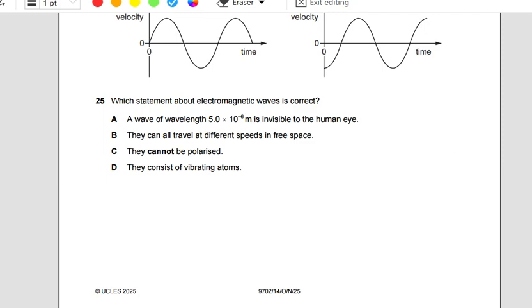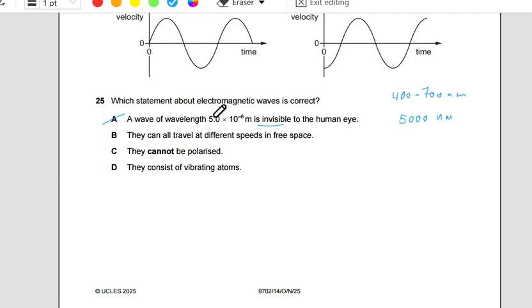If we convert this to nanometer, because we know that for visible light, which we can distinguish by our eyes as human, it is from 400 to 700 nanometer. This number is 5,000 nanometer. Okay, so it is correct that it is invisible.